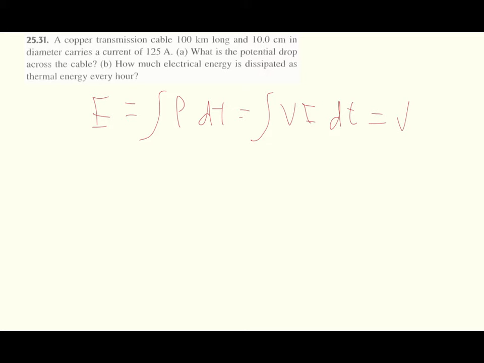There's nothing that's going to change those. So it's just going to be VI times time. So we can just multiply those values together. We're going to take the 26.7 volts that we got from the first part. We're going to take that times the 125 amps that were given. And we're going to take it times the base unit, which is going to be seconds. 1 hour is 3,600 seconds. I multiply all that stuff together and I get about 12 million.